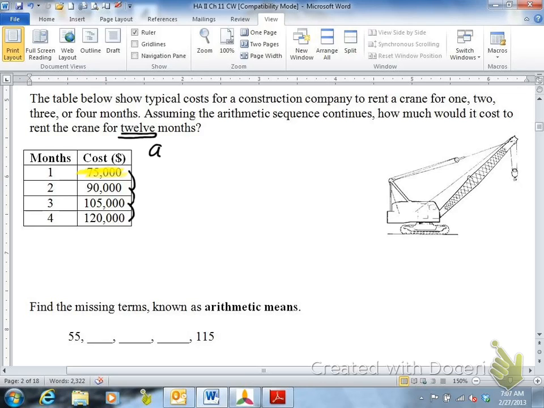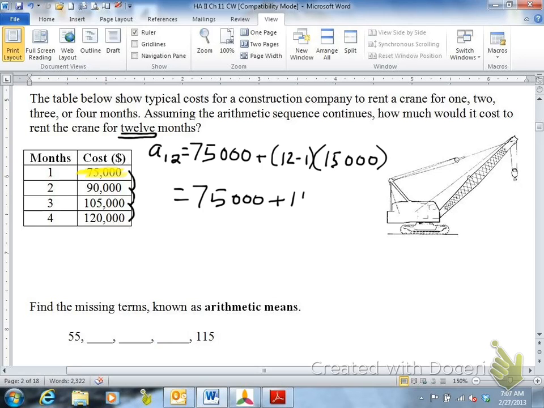So a sub 12, the cost after 12 months, is the first term, which was 75,000, plus 12 minus 1, times $15,000 difference. So you'd have 75,000 plus 11 times 15,000. And the answer you would get is that after 12 months, a sub 12 is 240,000.